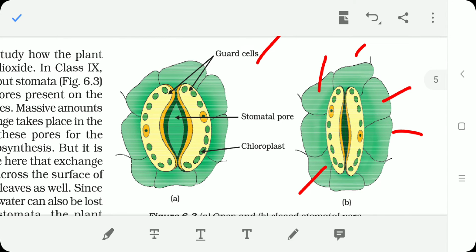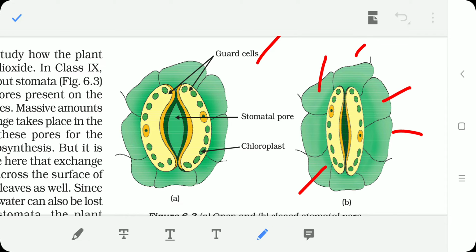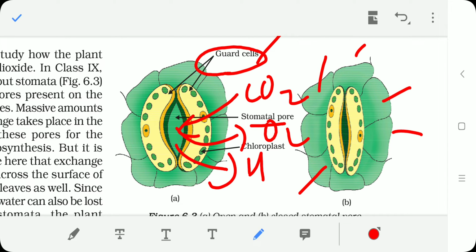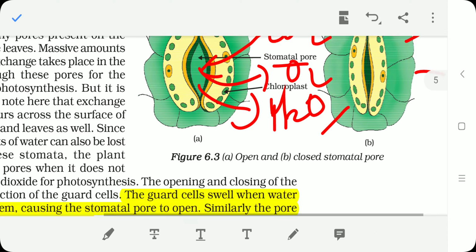So what is this stomata? This is the stomatal pore, which is guarded by these guard cells. This guard cell guards the stomatal pore. The middle portion is the stomatal pore, and here also chloroplast. The CO2 goes in this way, oxygen is released this way, and H2O, that means water vapor, is also released this way. Clear?